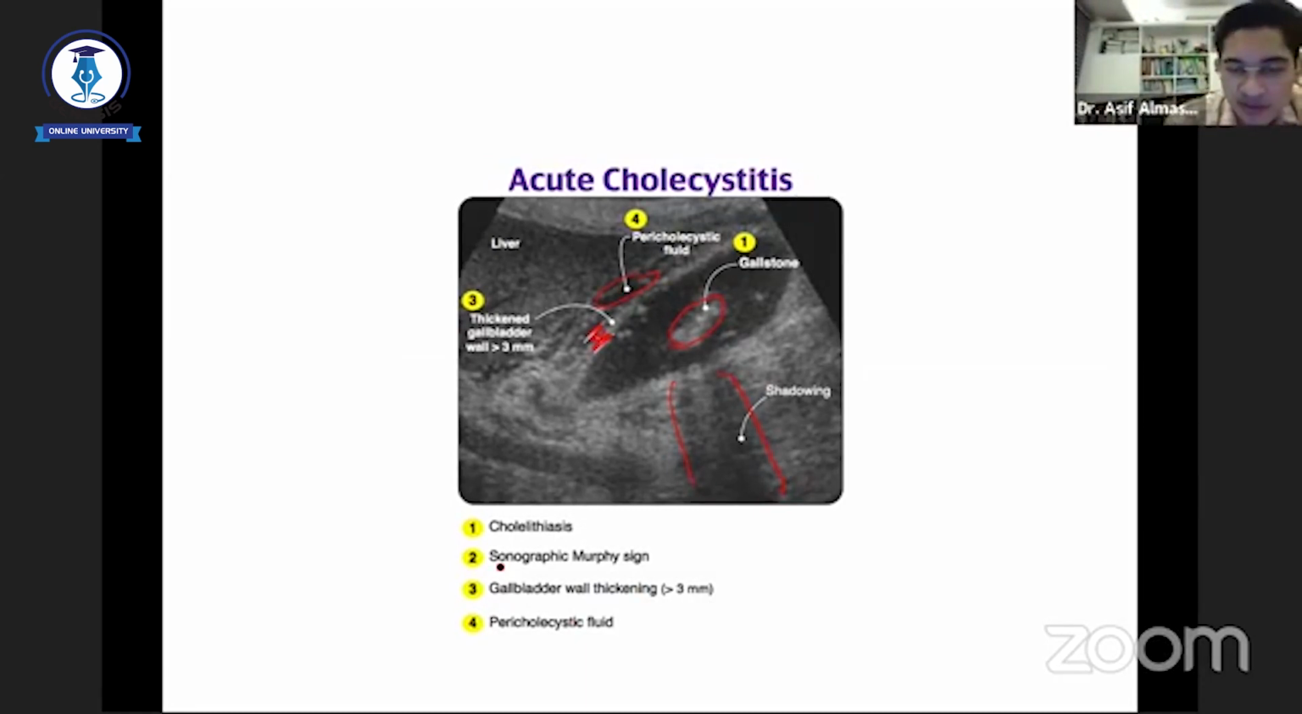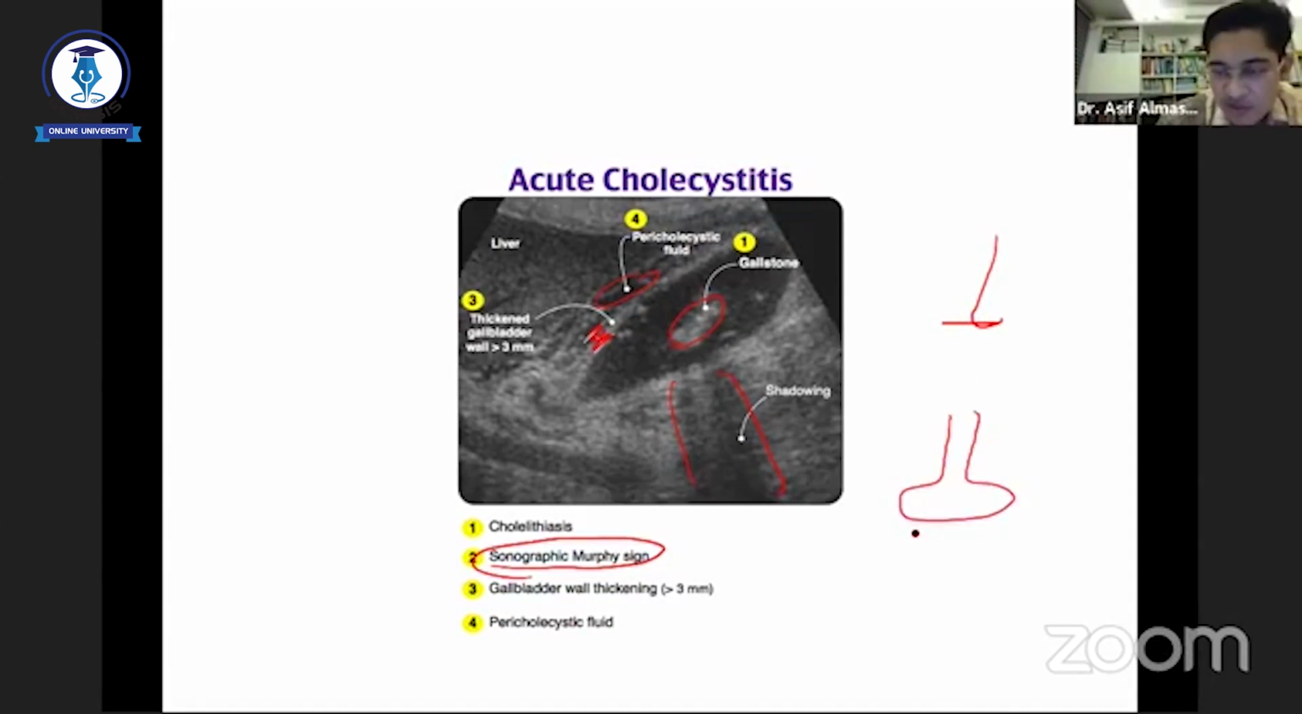Another very interesting finding is sonographic Murphy's sign. If this is the probe of the sonologist, it's usually a T-shaped probe, right? Whenever the sonologist presses with the probe on the patient's abdomen, and the gallbladder is somewhere around here, there will be pain, right? It's sort of a Murphy's sign type of examination. So sonographic Murphy's sign is pressing with the probe on the right hypochondriac region, and there will be tenderness.